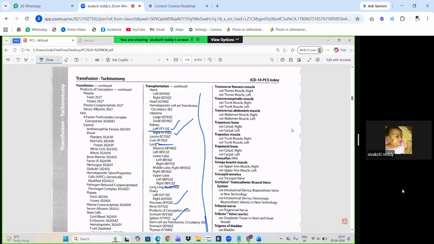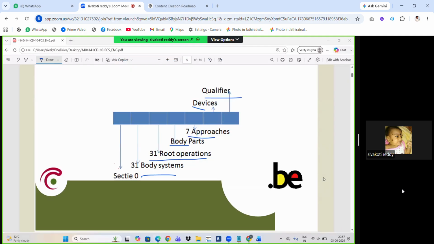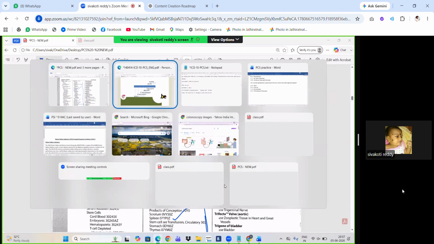Any doubt on transplantation? Any doubt on the transplantation root operation, guys?